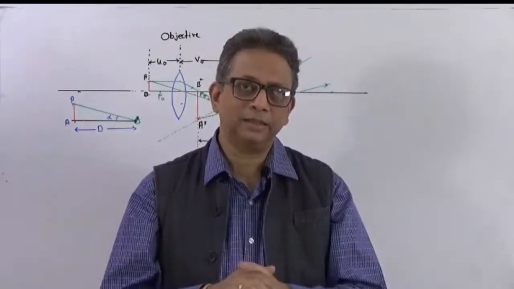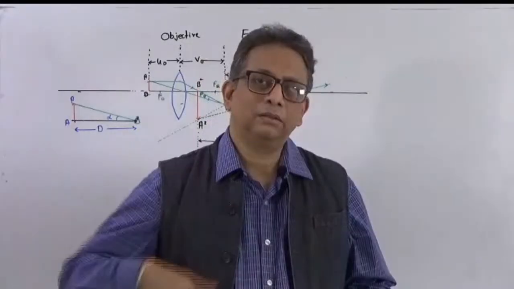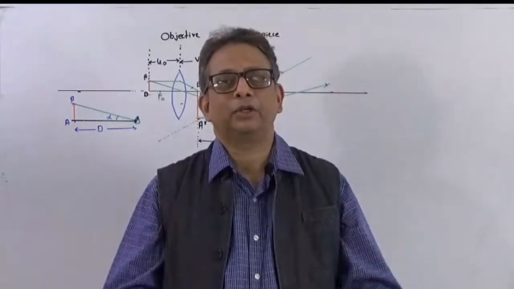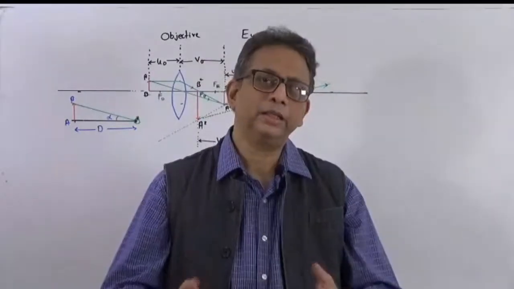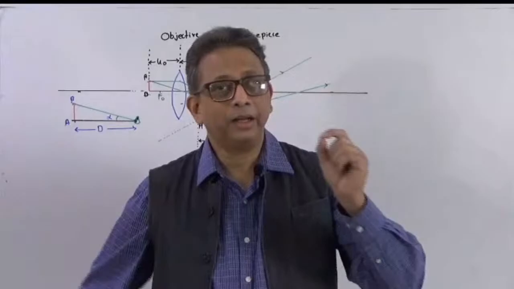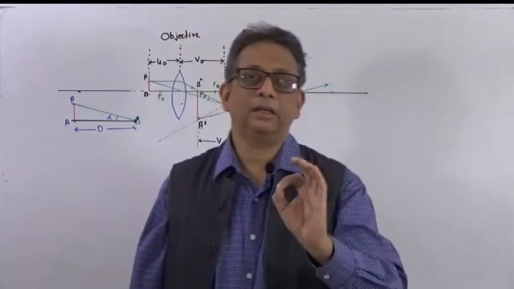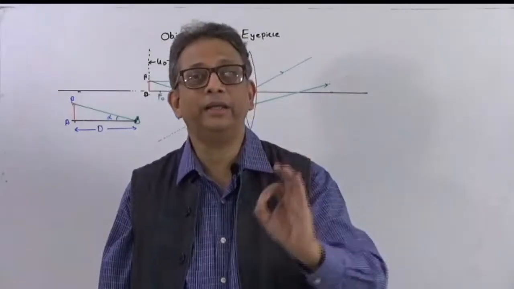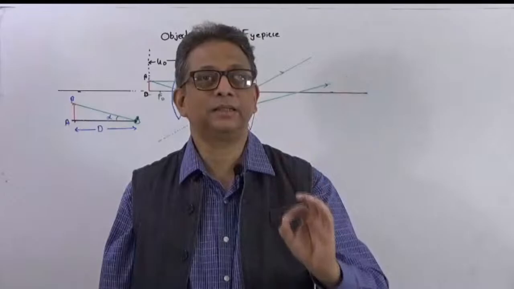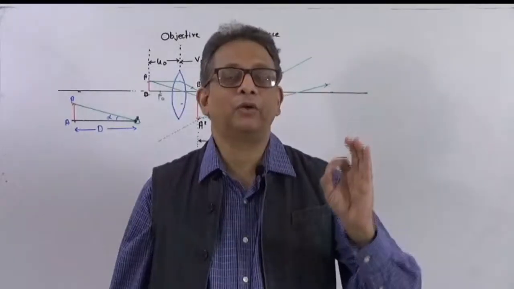The same equation of magnification, the same lens maker's formula, the same equation of 1 upon f is equal to 1 upon v minus 1 upon u. All those things we are going to use, but we are introducing a new terminology while we are learning simple microscope or compound microscope, and that is about DDV. That is the distance at distinct vision. Using this DDV, we are going to derive the equations.